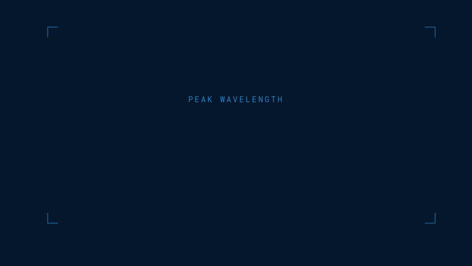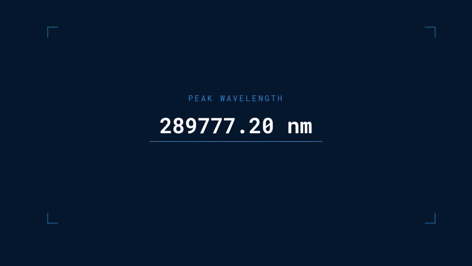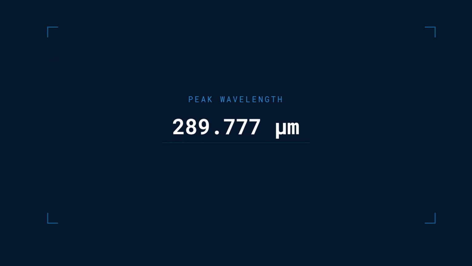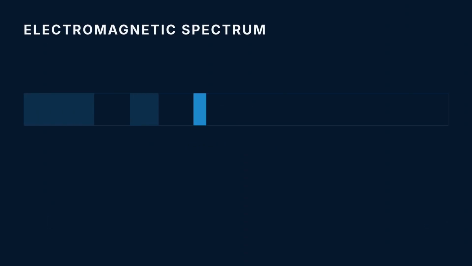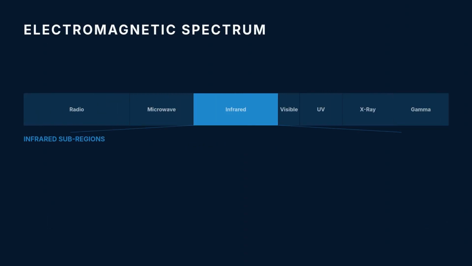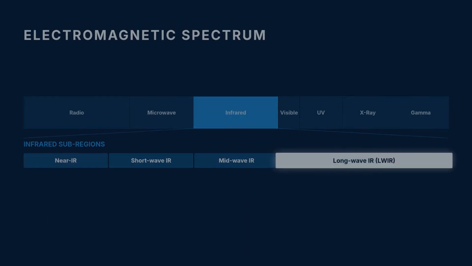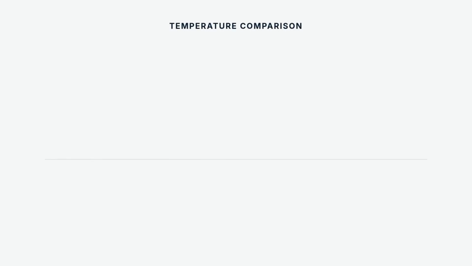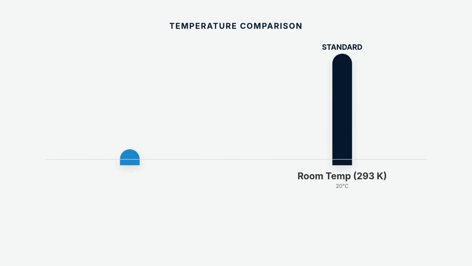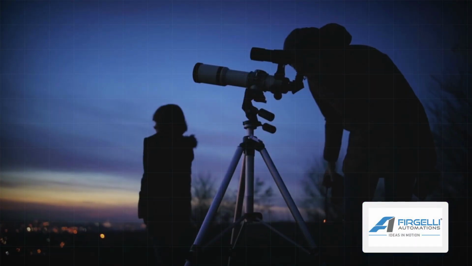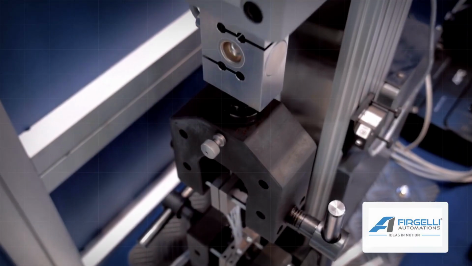The results show a peak wavelength of 289,777.20 nanometers, which converts to 289.777 micrometers. The spectral region identifies this as long-wave infrared, or LWIR. The temperature comparison indicates this is below room temperature, which makes sense given our input of just 10 Kelvin, that's minus 263 degrees Celsius. This calculator is essential for thermal imaging, astronomy, and materials science applications.